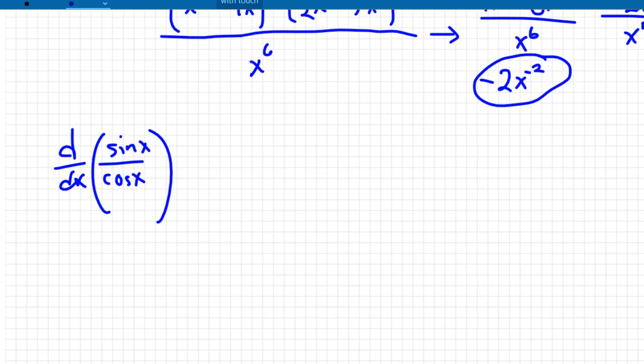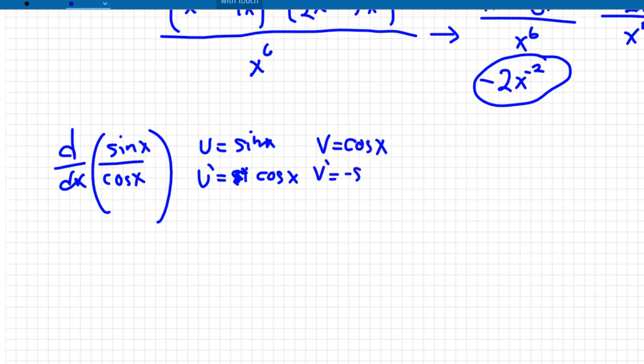So again, we set out our u's and our v's. So u is sine x, u prime is cosine x. It's important. V is cosine x. V prime is negative sine x. And then we'll plug that into our low d high minus high d low over low low.